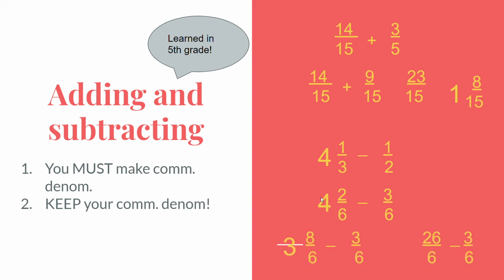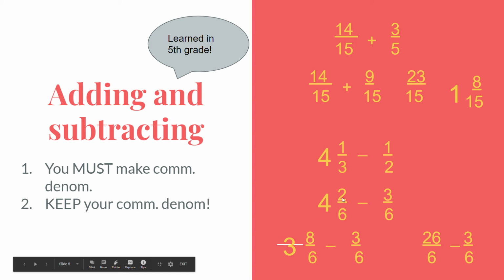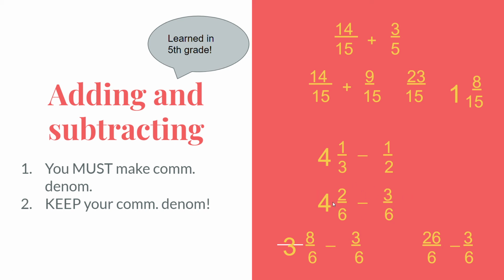For subtracting, the first option is to regroup, which really shows a pretty good understanding of what they're doing with fractions. I'm going to take one of those wholes from the 4 and break it into sixths. So the 4 becomes 3 because I took a whole away. The 2 becomes 8 because when I took that whole, it was made out of 6 sixths. So I'm going to take those 6 pieces and add it to the 2 pieces I have, make it 8 pieces. This expression is the same as this one, just written in a different way.